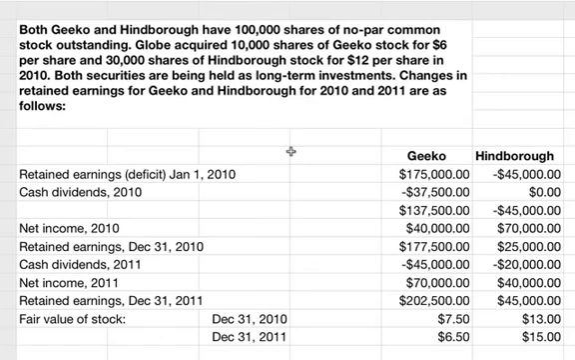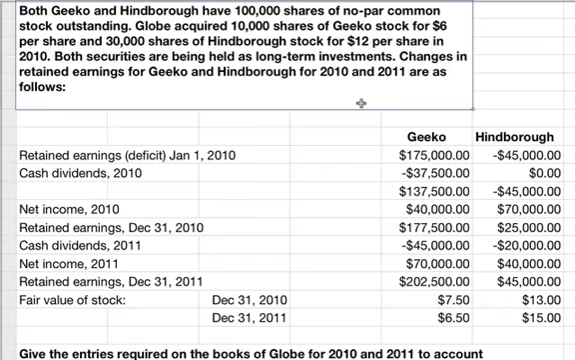In this example problem, we're going to go over how to account for investments in common stock. As the problem says here, both Geco and Hinbro have 100,000 shares of no par common stock outstanding. Globe acquired 10,000 shares of Geco stock for $6 per share and 30,000 shares of Hinbro stock for $12 per share in 2010. Both securities are being held as long-term investments.